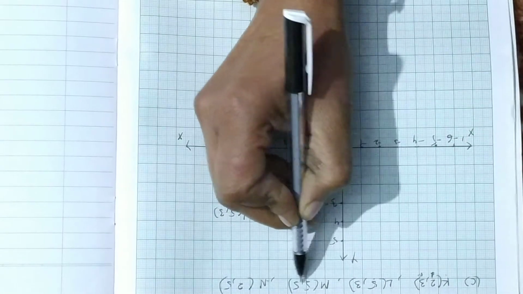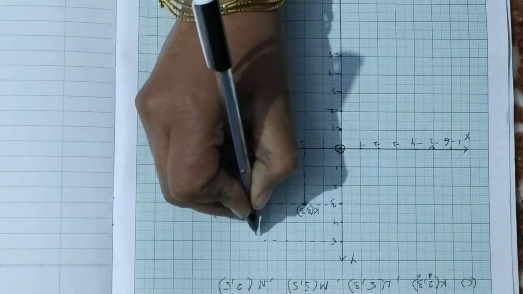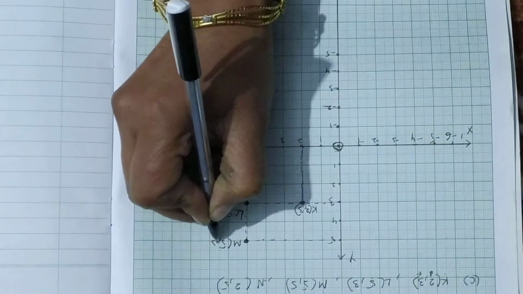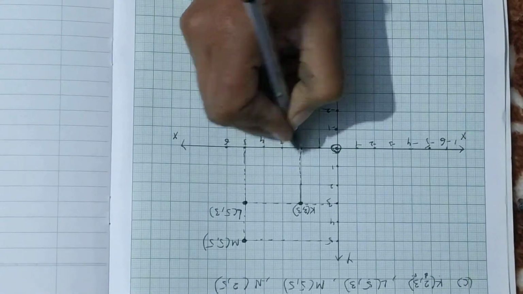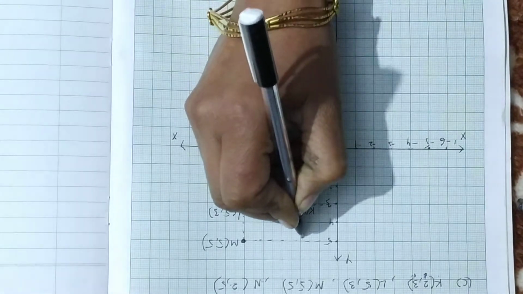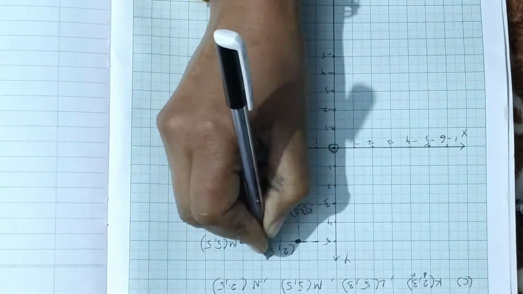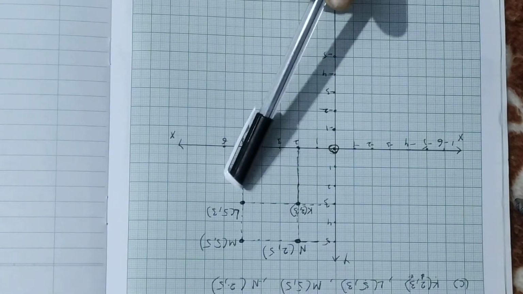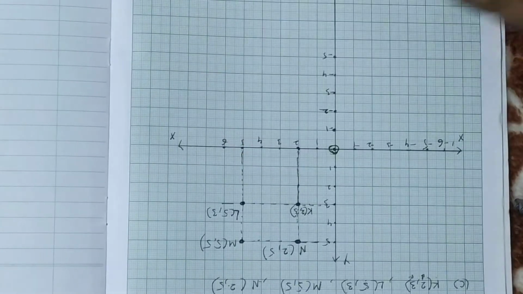Now next is M(5, 5). X is 5 and y is also 5. This is point M(5, 5). Then N(2, 5). It will touch the x-axis at 2, so from x is equal to 2 we drew a line, and y is equal to 5. This is point N(2, 5), and it is very necessary to write these coordinates and the name of the point.